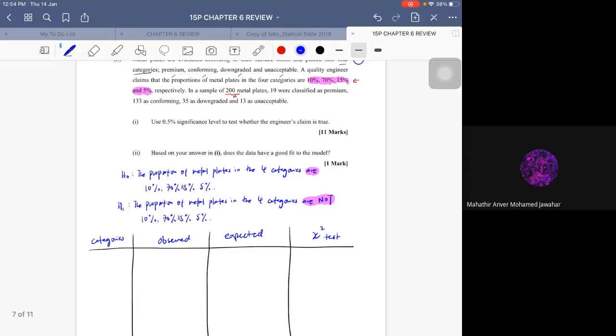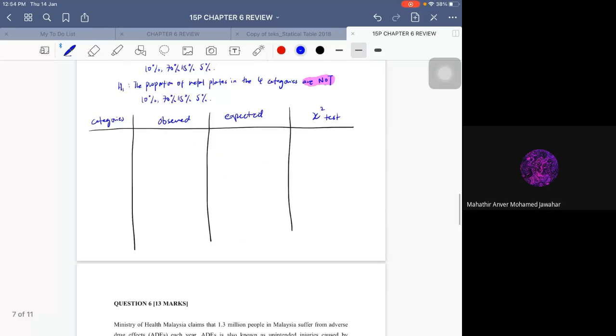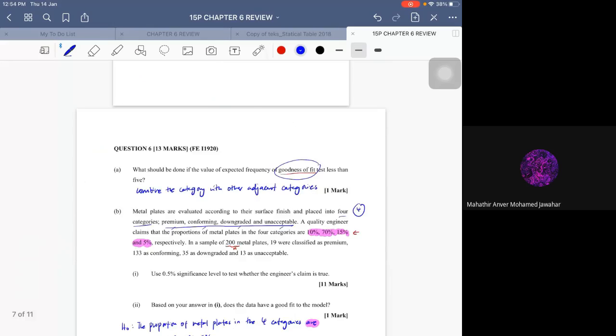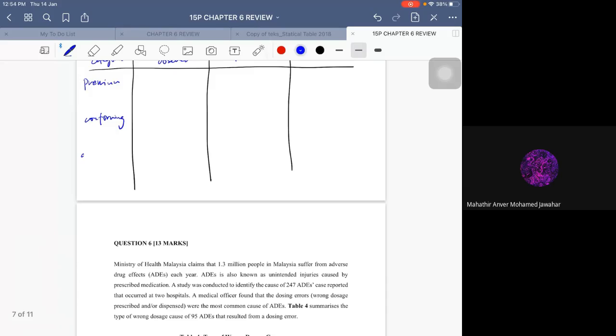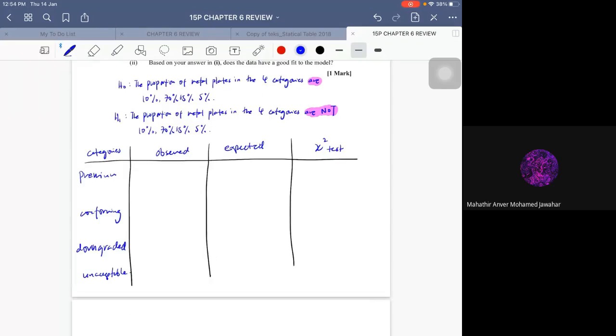So the first category is going to be premium, confirming, downgraded, and acceptable. So premium, confirming, what else? Downgraded and acceptable. Okay, so those are going to be our categories.